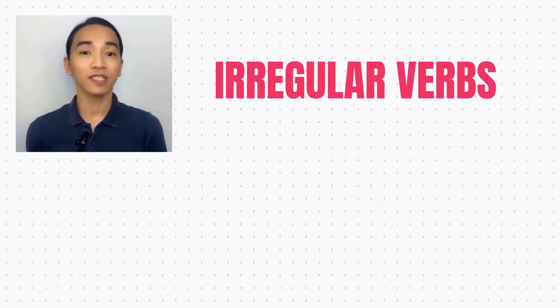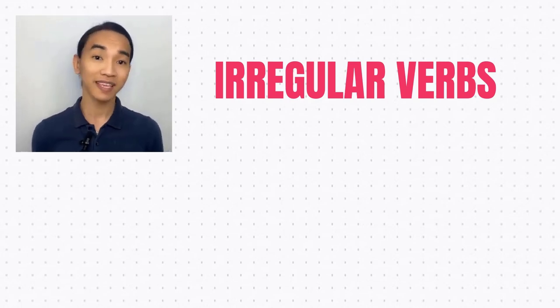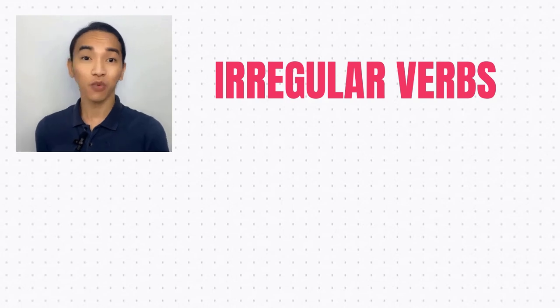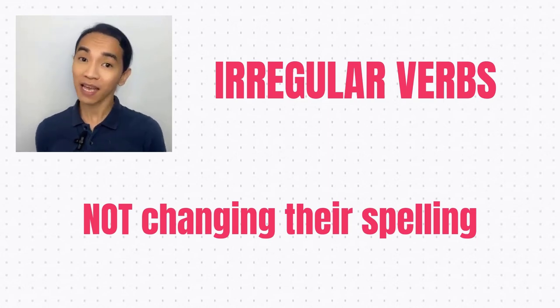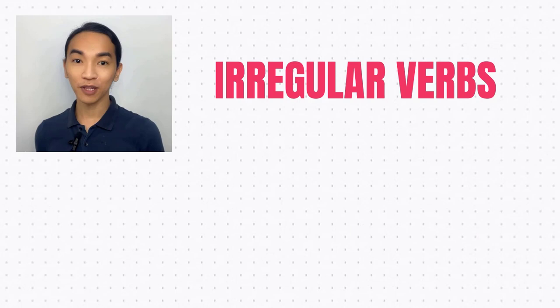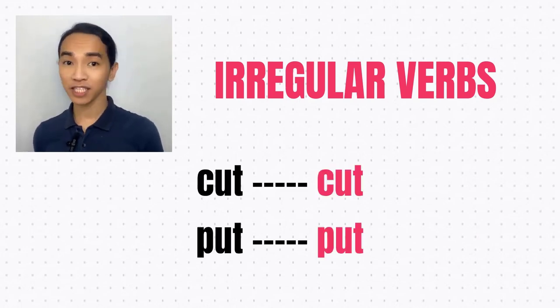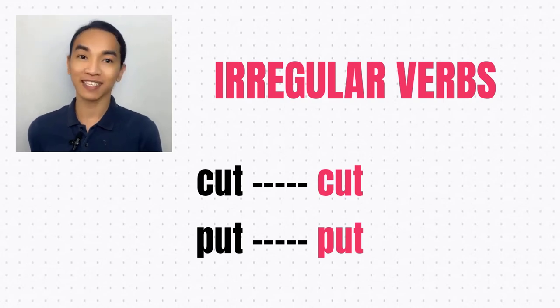So apart from changing the spelling of the verbs to make their past forms, we also have some irregular verbs that we do not change at all. It means that their present form and their past form are just the same. Like for example, cut, cut. Put, put. And there are so many other verbs just like that. So unfortunately, we don't have any rules on how to identify if a verb is regular or irregular. But that's one thing that you have to learn and practice. You need to know which verbs are regular verbs and irregular verbs. Okay?